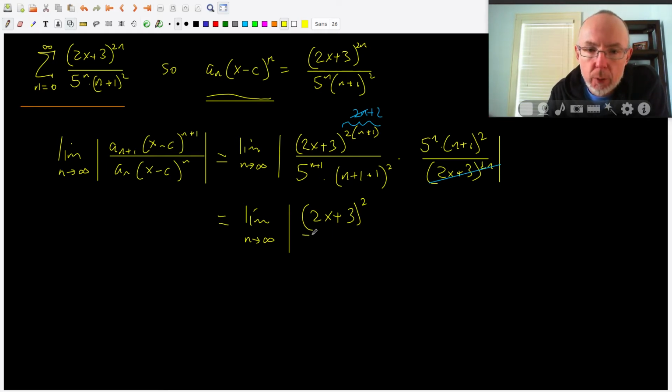With the 5s, you can see here I've got a 5 to the n on top, I've got 5 to the n plus 1 on the bottom, so I'm going to cancel the 5 to the n's here, and that's going to leave just 5 to the power of 1 in the denominator. And then separately, I'm going to write these n terms. This is n plus 1 over n plus 2, all squared.